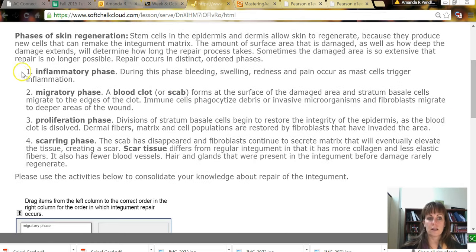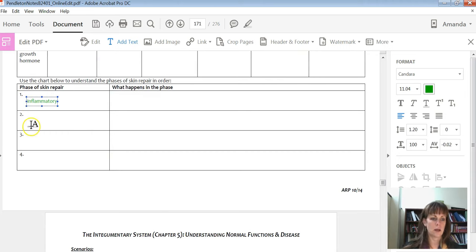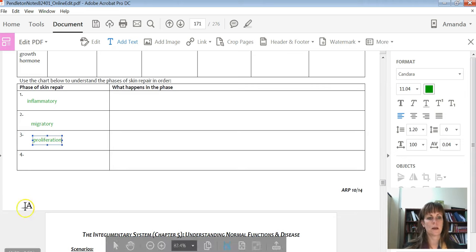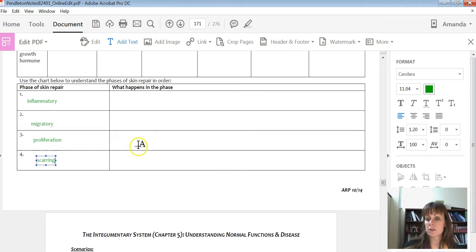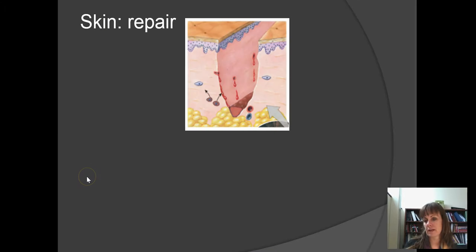So it does that in these 4 phases that are listed right here. You can put them on your notes packets here under inflammatory phase, migratory phase, proliferation phase, and scarring phase. Okay, so what we're going to talk about now is what happens in each phase, and I would encourage you to put what I'm going to talk about right now in your own words. Okay, so this is showing the 4 phases in order.